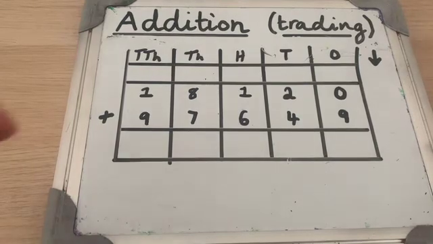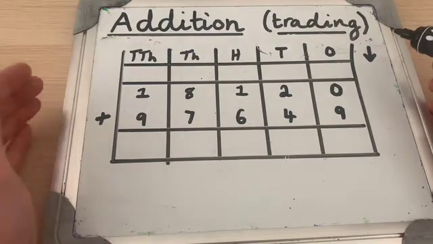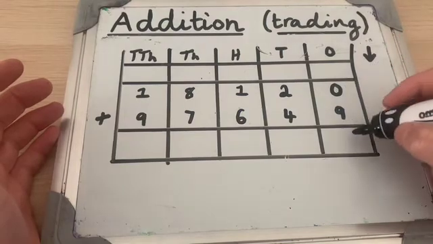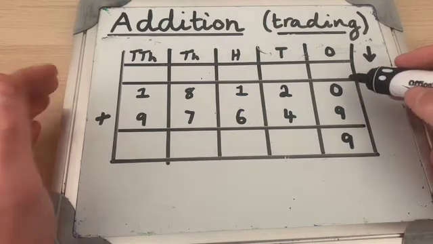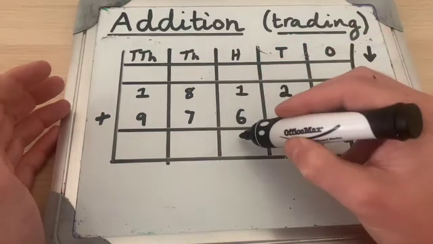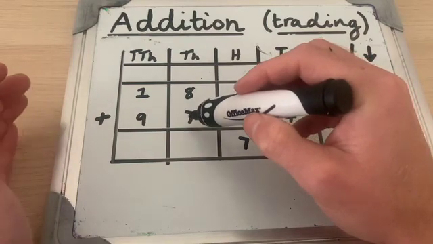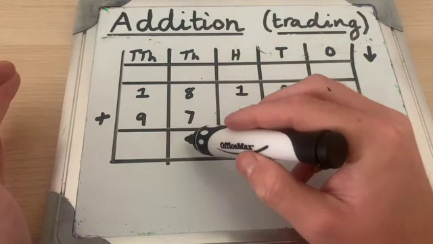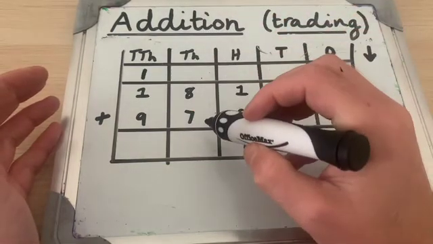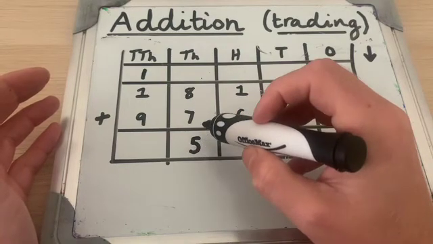Sometimes you'll get lucky and you won't have any trading to do, and you'll be able to do it very quickly. I can already see that I'll have one bit of trading to do, and actually 2, and that's good. So 0 and 9 make 9, 2 plus 4 makes 6, 1 plus 6 makes 7, 8 and 7 makes 15. So I'm going to trade 10 thousands for 1 ten thousand, and that leaves me with 5 thousands remaining.